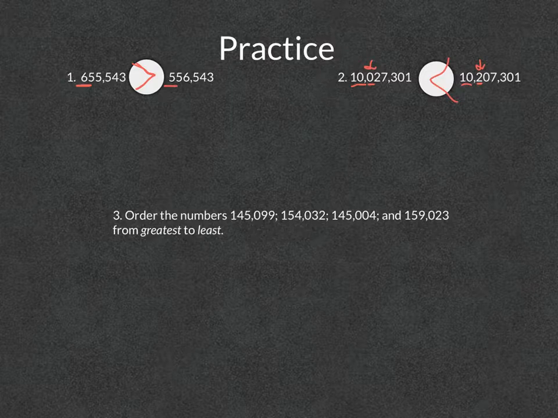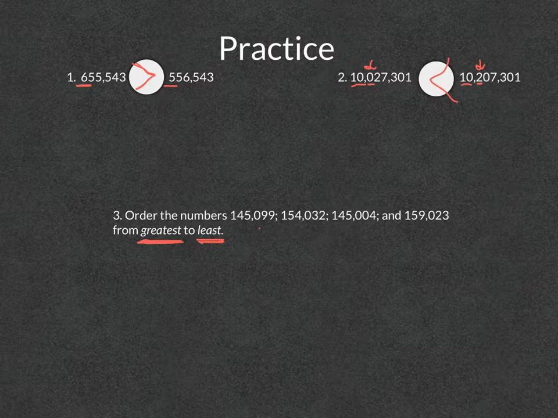Okay, so lastly, we have to order the numbers 145,099, 154,032, 145,004, and 159,023 from greatest. Look at this. We better really look at this because oftentimes kids don't read the directions and they do least to greatest, greatest to least. They get it mixed up. So we really want to make sure we underline them, circle them in your books, so that it's drawing your attention to what is the question asking me.